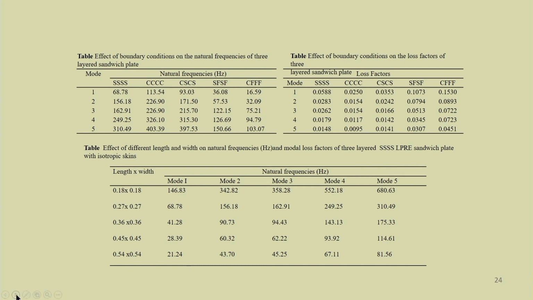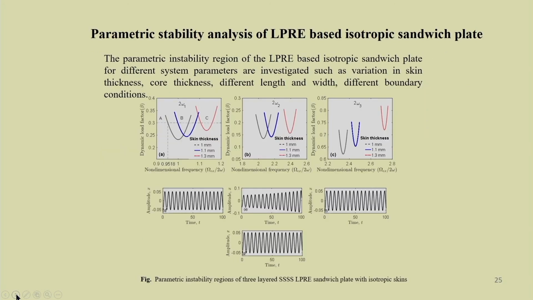Those who are interested can study more on this, that is how the natural frequency is changing with different thickness, and also how the loss factor is changing with different thickness ratio. All those things one can study, but our purpose is to show you the parametric instability region. So, here you can see the parametric instability region is also plotted. In this case, instead of using the method of multiple scales, we have used the formula I have shown you there, to plot the instability region.